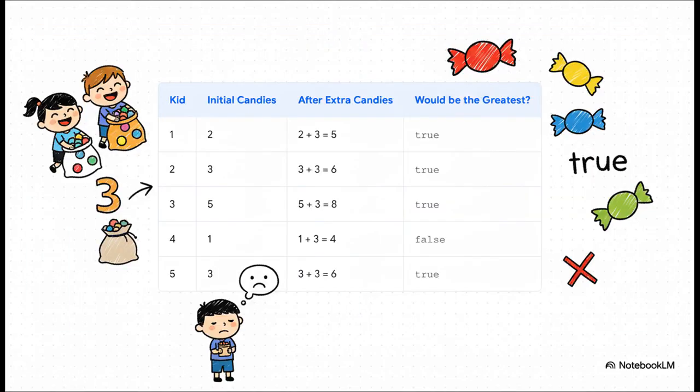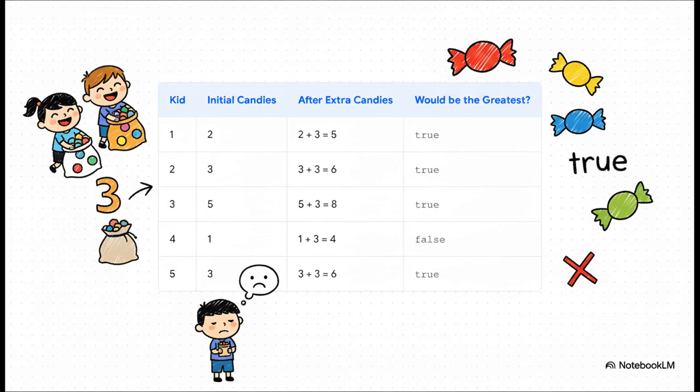So let's look at the example from the problem. Right now, the kid with the most candy has 5. That's our magic number, our target. And we have 3 extra candies to give out. So, for the first kid, who has 2 candies, is 2 plus 3 greater than or equal to 5? Yep, it's exactly 5. So, that's true.